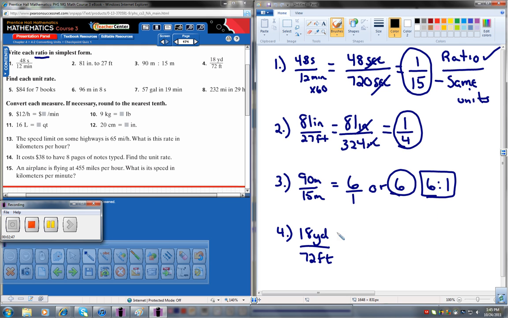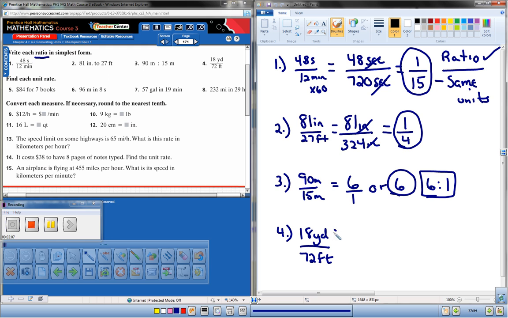Question number 4, we have 18 yards and 72 feet. If you remember my next door neighbor's dog, Steve, the three-legged dog, when he was standing in the grass, it always reminded me there are 3 feet in the yard. So I can take 18 yards and multiply that by 3, and that gives me 54 feet. I can divide that by 72 feet.